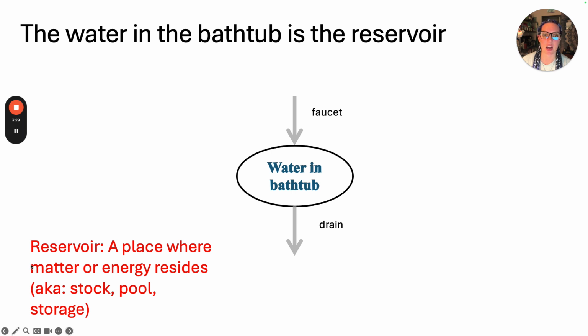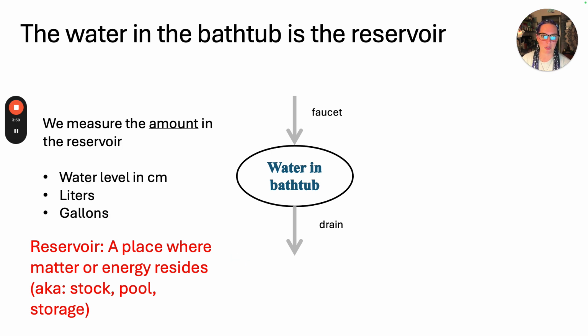We're going to put some systems terminology into this idea, starting with the reservoir. A reservoir is a place where matter or energy resides. You could think of a stock, a pool, or storage: where is all of that stuff kept? Our general idea of the term is like where we keep water, for example the Lafayette Reservoir, if you're familiar with the East Bay, where a lot of folks walk around.